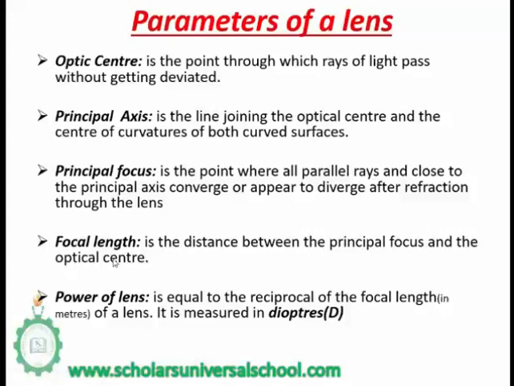The focal length is simple: the distance between the point which is known as the principal focus and the optic center. The focal length is just the distance between the optic center and the principal focus. Now, moving to the last one, which is power of lens. Power of lens is basically the reciprocal of focal length.